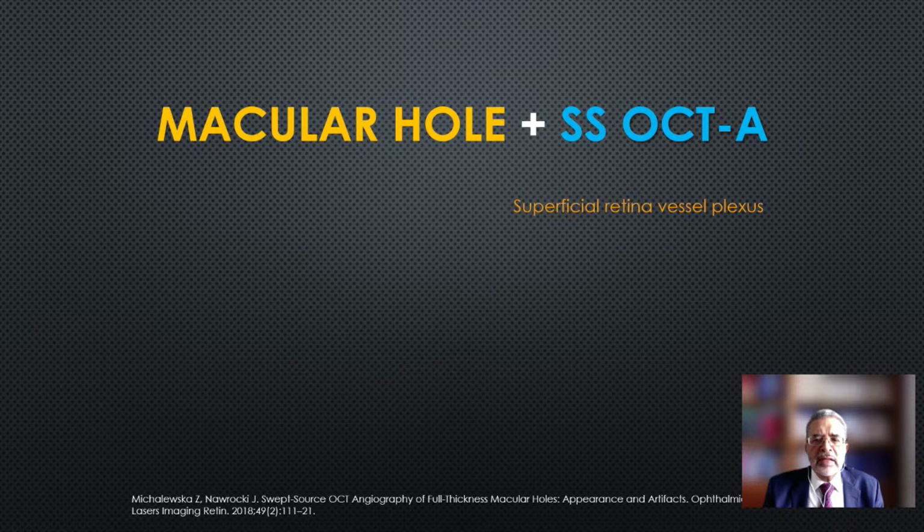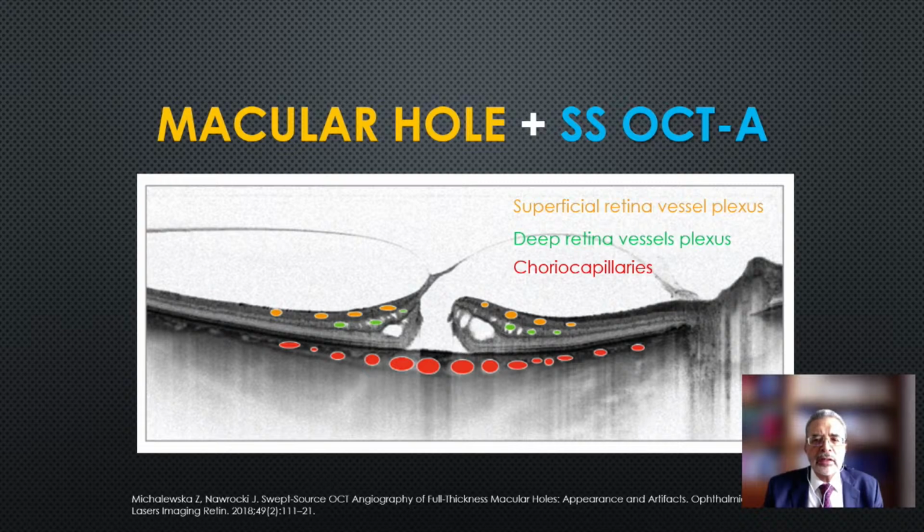Regarding the localization of vessels, in particular retina and choroidal layers, as you can see here, the orange circles represent superficial retina vessel plexus. Green circles represent deep retina vessel plexus, and red circles represent choriocapillaris.